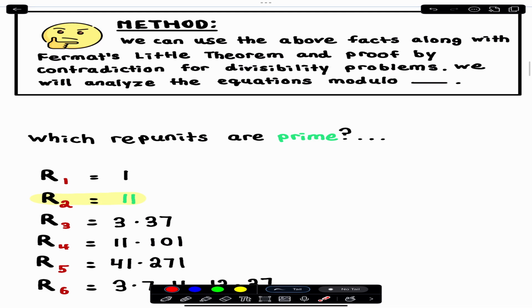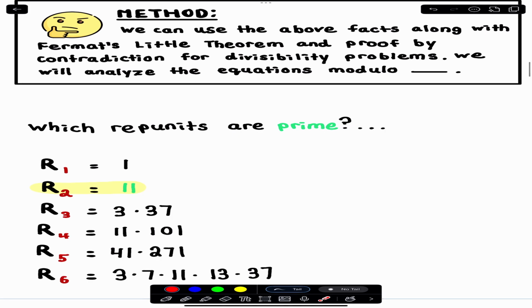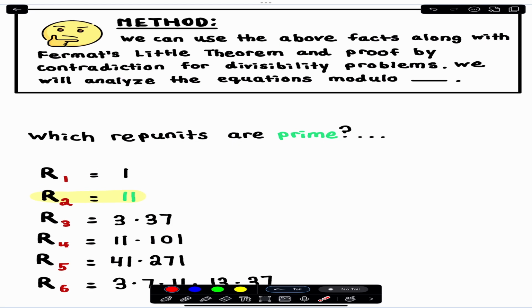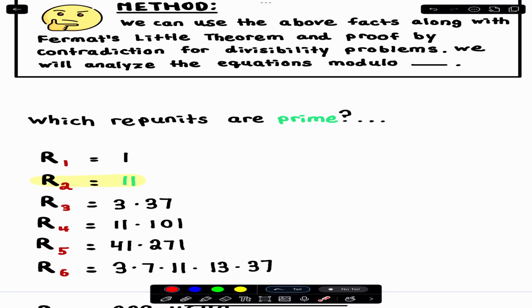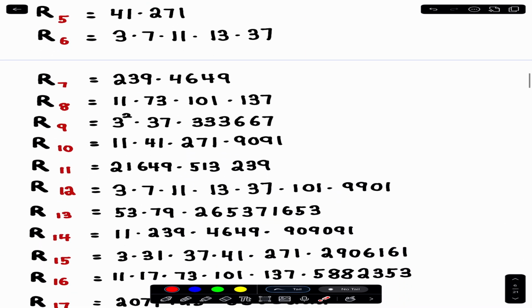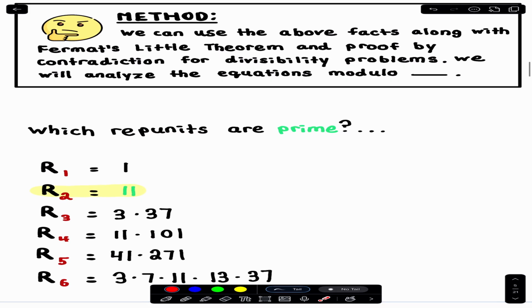So keep this method in your mind. Now, seeing as primes are, of course, the most important numbers in math, naturally we have to ask ourselves, which rep units are prime? And there's not too many of them. As you can see, I've actually written out the first 20 rep units, okay? And I've highlighted the ones that are prime.